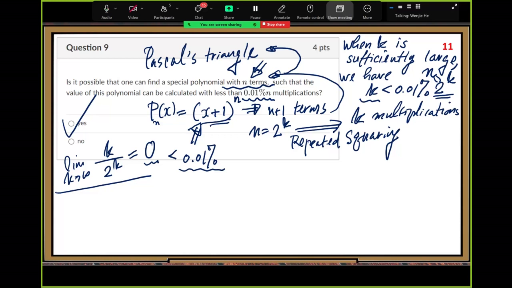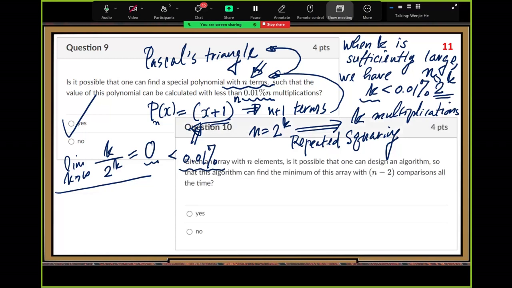And also the limit view. Although you can use intuition. For the limit part, you can use your intuition, not necessarily the limit language. All right. Next question.